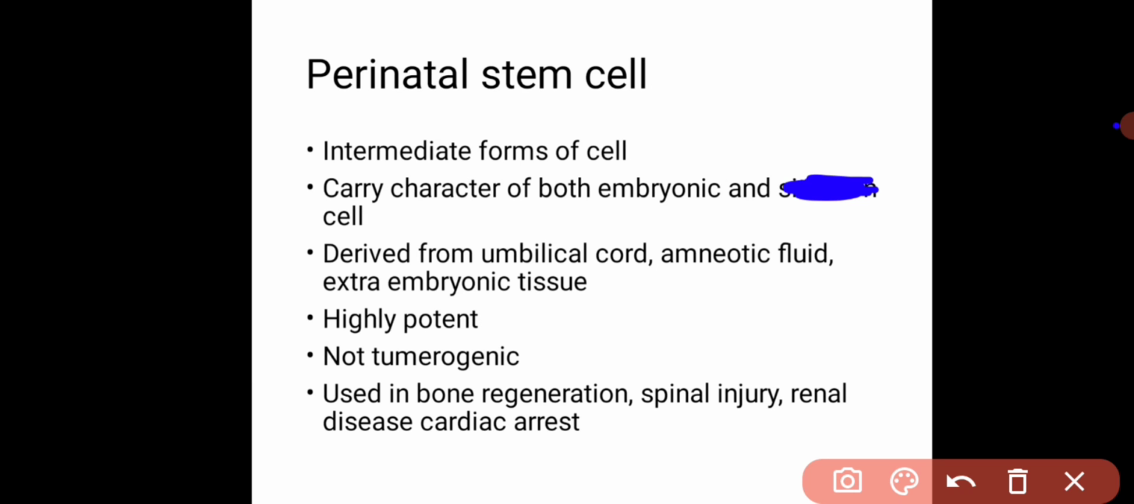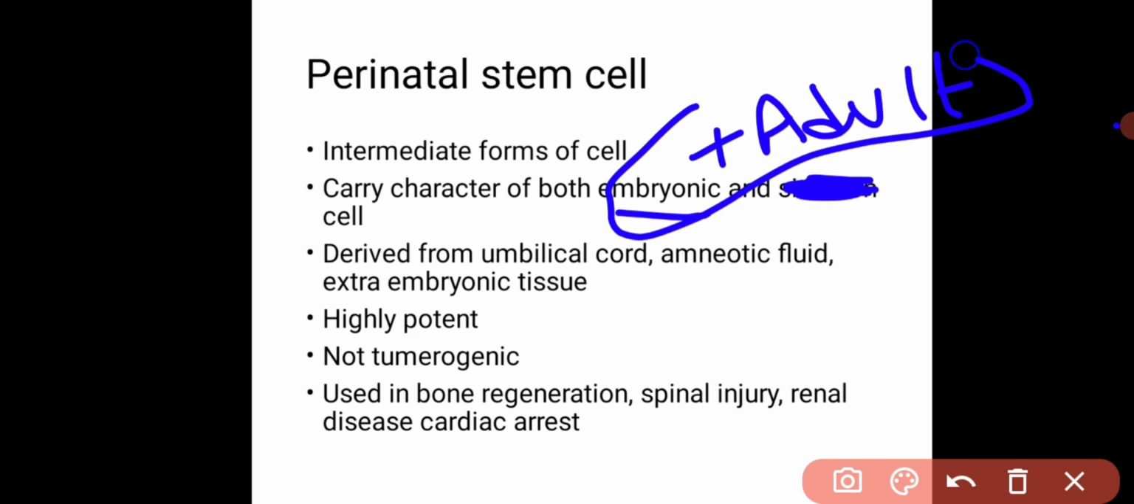So the perinatal stem cell. What are these perinatal stem cells? They are the intermediate form of the cell. How are they intermediate? They carry the characteristics of both embryonic and adult stem cells. Both these characteristics will be present in this perinatal stem cell.